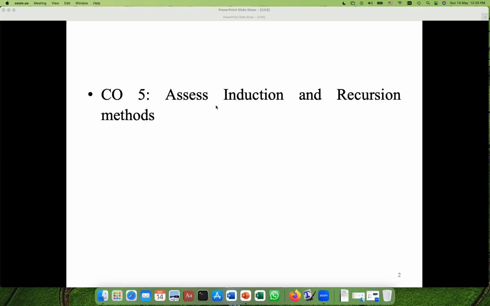Okay, Bismillahirrahmanirrahim. So now we are going to start this CO5, which is about mathematical induction and recursion.